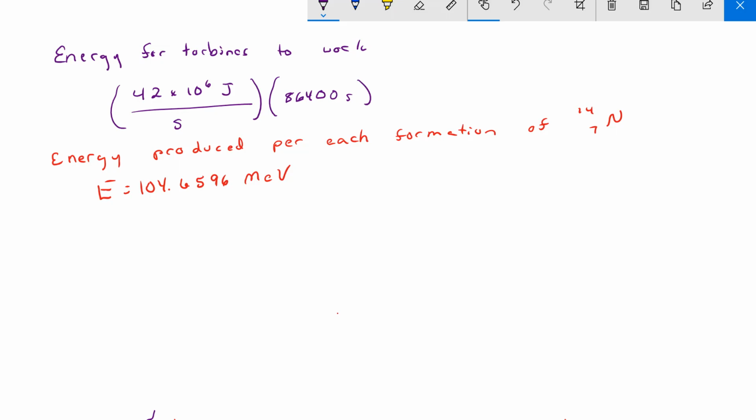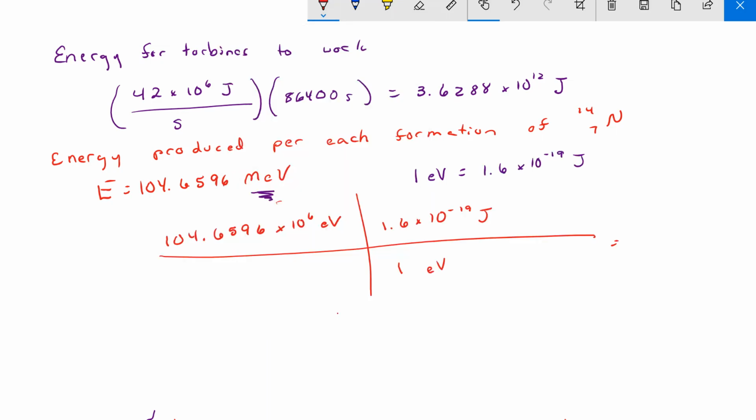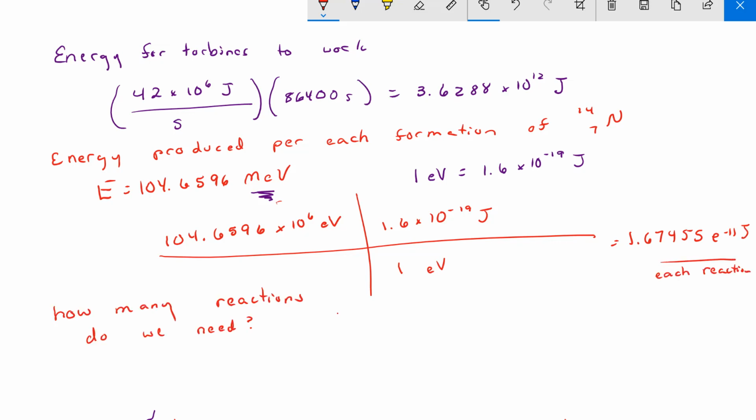So the energy produced for each formation of nitrogen-14,7 is 104.6596 mega electron volts. The total energy we have to replace is 3.6288 times 10 to the 12th joules, but our energy produced is in mega electron volts. So we're going to have to convert one or the other. We're going to go to the mega electron volts and change that to joules. And from our handy-dandy AP Physics 2 equation sheet, we have 1 electron volt equals 1.6 times 10 to the negative 19th joules. Setting up our dimensional analysis and doing our numbers in the calculator, we get that per each formation of each atom, we have 1.67455 times 10 to the negative 11th joules. And again, that's for each reaction.